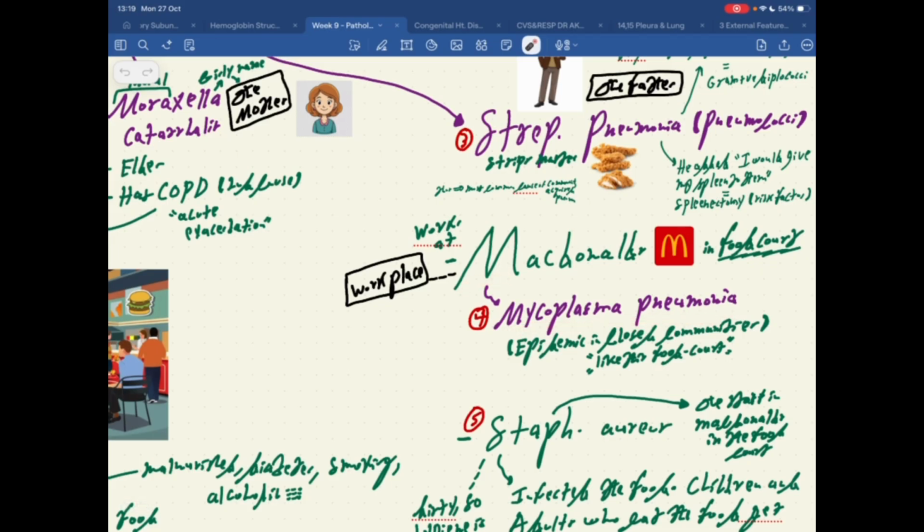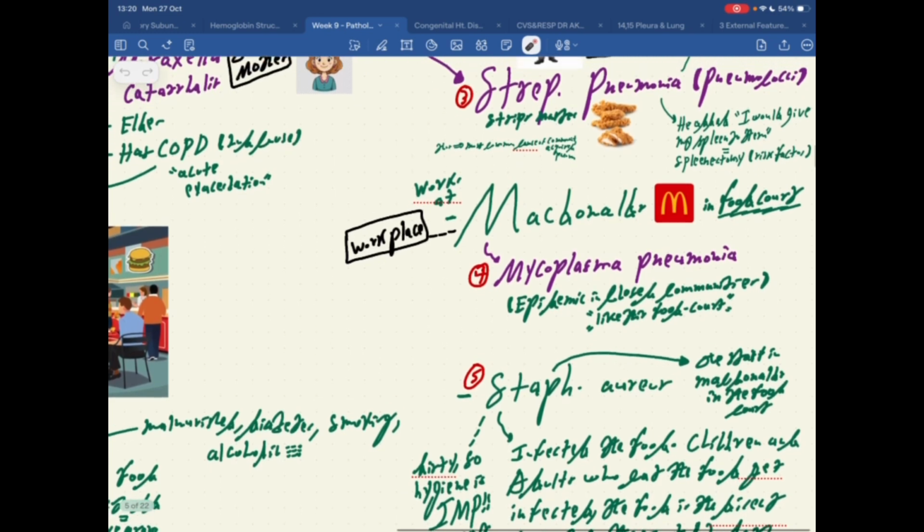And now to touch on the second point, M for McDonald's is Mycoplasma pneumonia. And as we said, it's a closed community in the food court, right? So this is why people who are going to eat from McDonald's are going to get infected. And it's closed, so it's going to cause an epidemic in closed communities. In our case here, it's food courts. But actually, it's like in schools, closed communities like in schools, like in prisons, okay?